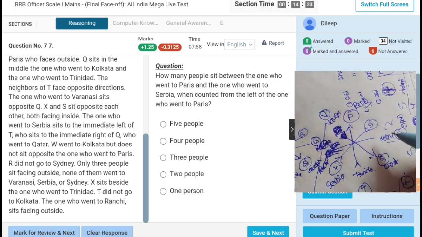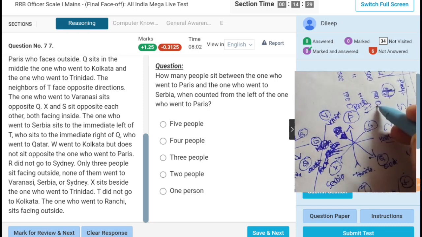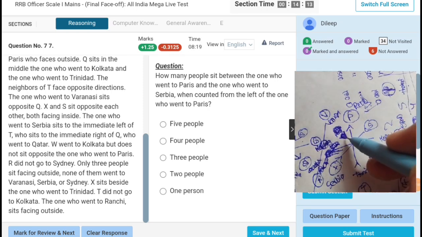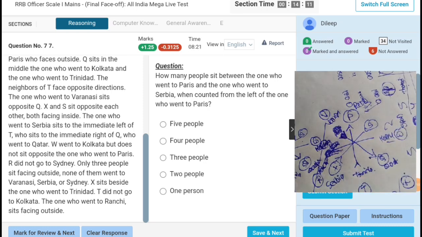How many people between the one who went Paris and the one who went Serbia? One counter left of Paris. Two.